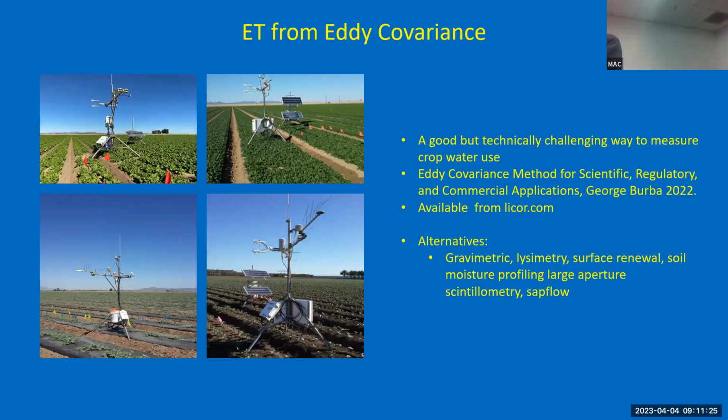So, Eddy Covariance is what we consider to be the gold standard for measuring how much water is used by crops, to measure ET. But it isn't the only way, as I'll explain in a minute. It's a very good but technically challenging way to map crop water use. It is not for the fainthearted to adopt this technology, but it is a very good and well-proven technology.